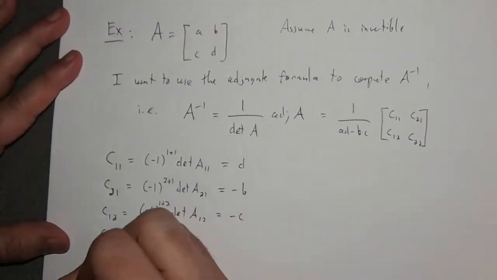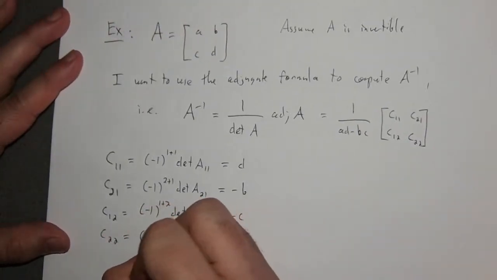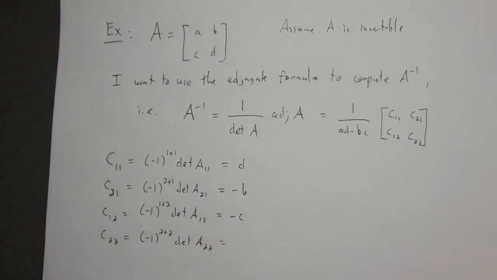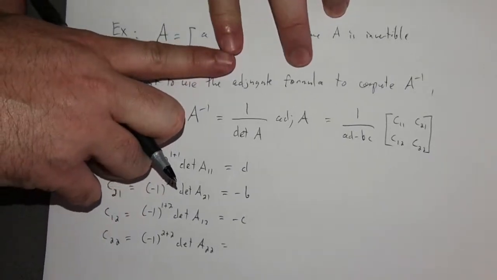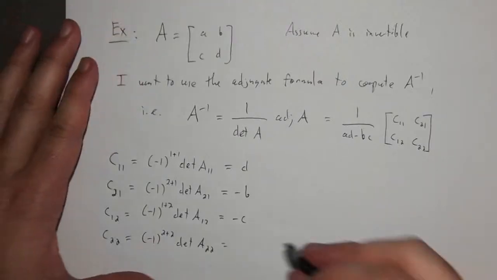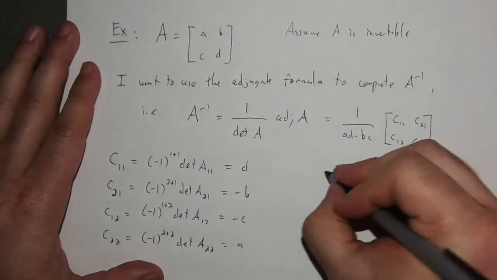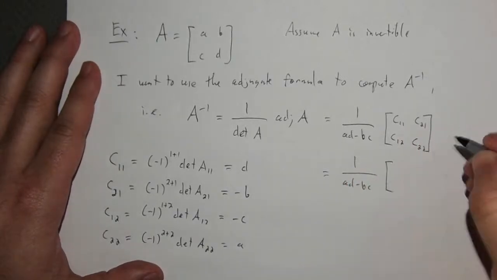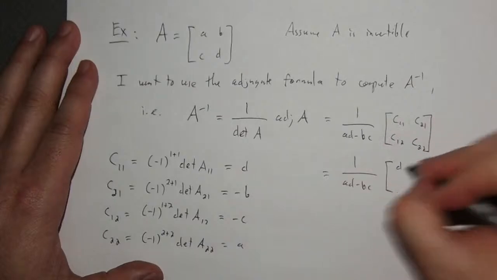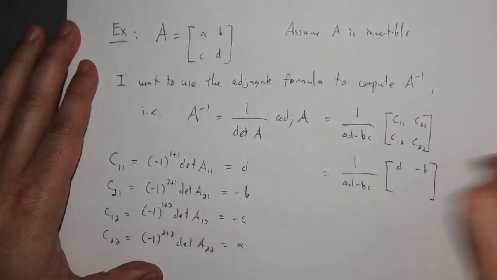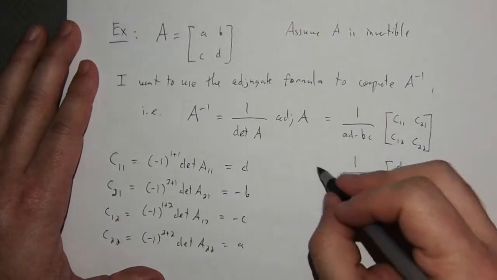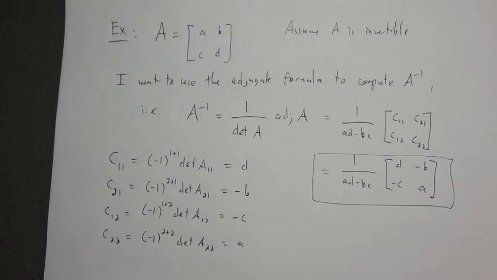And then C22 is minus 1 to the 2 plus 2 times the determinant of A22. A22 is the matrix I get from ignoring the second row, second column. So it's A. And this is minus 1 to the 4th, so it's just 1. So this is A. Let's put this in here. So this is 1 over AD minus BC times the matrix: C11 is D, C21 is minus B, C12 is minus C, and C22 is A. Oh, that's our usual inverse formula, right?